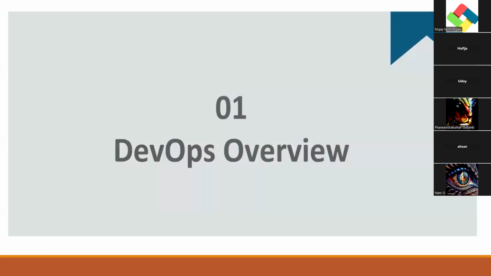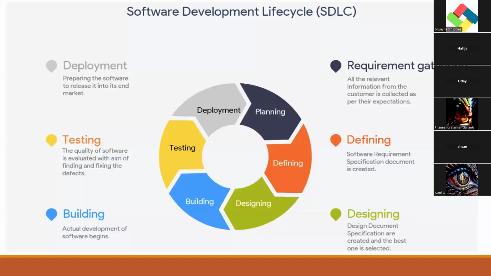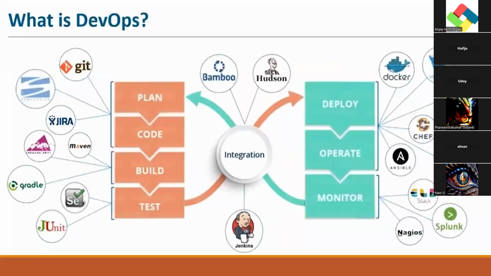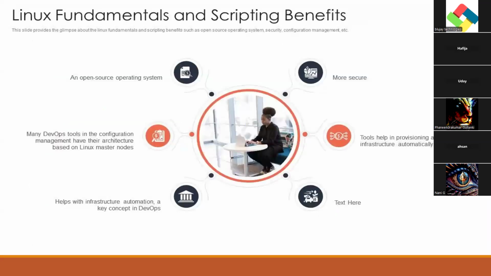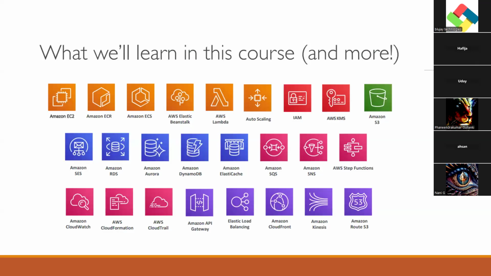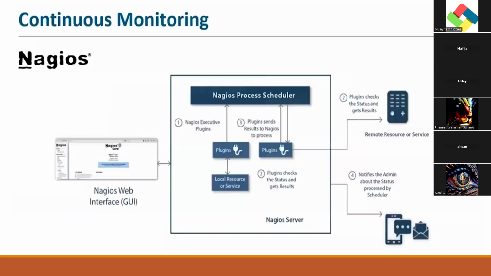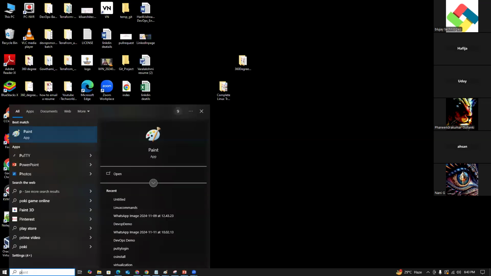So what is DevOps, why DevOps? Before that, we will discuss the AWS tools also. Firstly, we will discuss Linux fundamentals and scripting benefits, guys. And we'll discuss AWS: what is AWS, why AWS, what are the tools we are discussing about AWS, and what we were using before AWS. We'll discuss everything, guys. Now you understood what DevOps is.